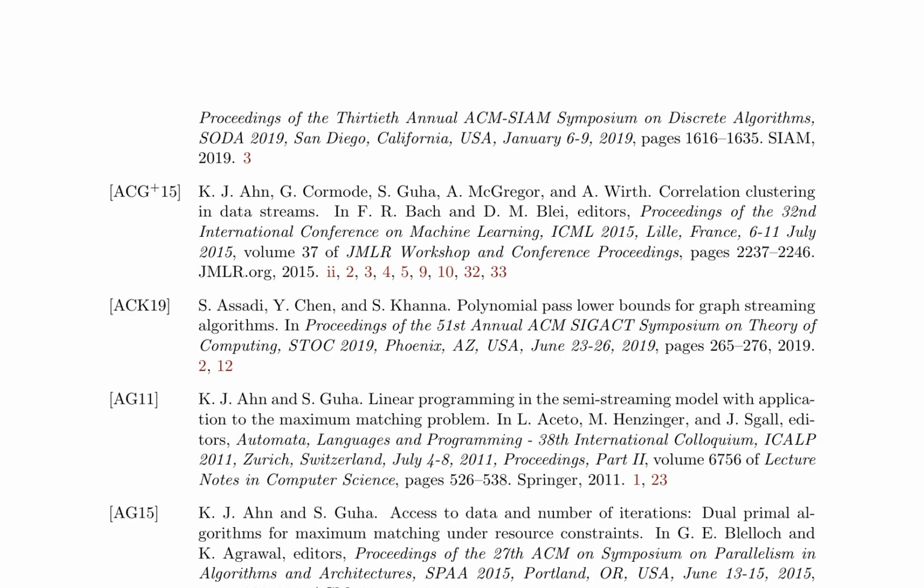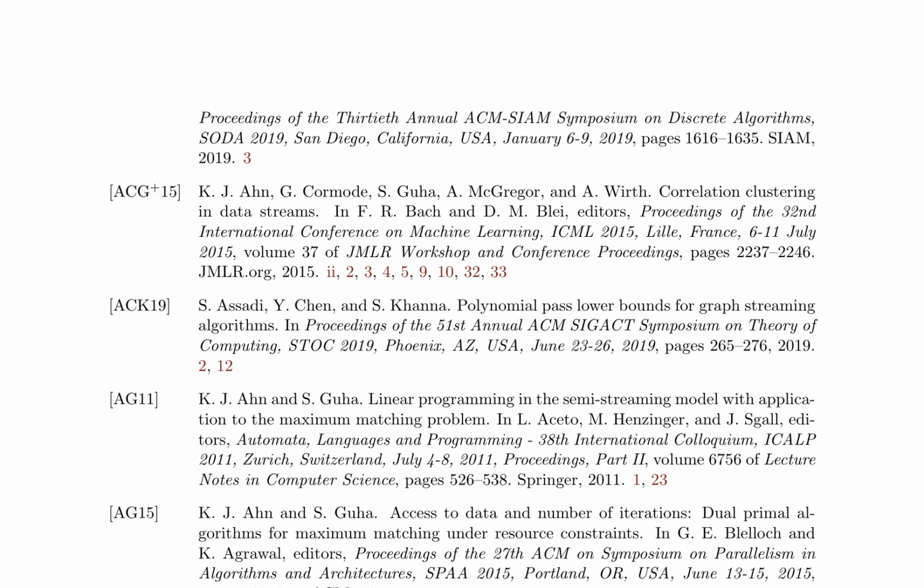The paper delves into algorithms and techniques for solving graph problems in the semistreaming model, focusing on the maximum matching problem and its variants. It emphasizes the importance of resource constraints, such as limited access to data and the number of iterations, in these algorithms. The authors also explore lower bounds for graph streaming algorithms, particularly polynomial pass lower bounds, and their implications for solving k-cores and degeneracy problems. The paper begins by discussing the linear programming approach in the semistreaming model, which is applied to the maximum matching problem.